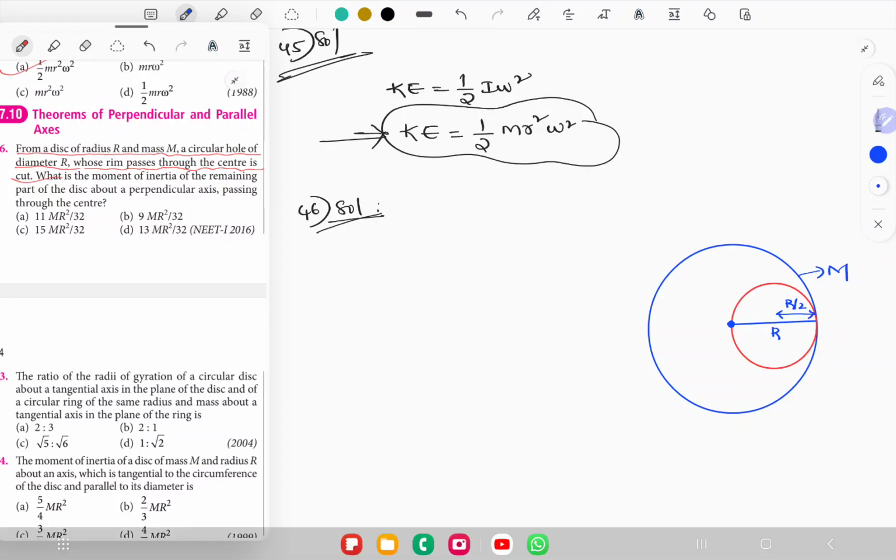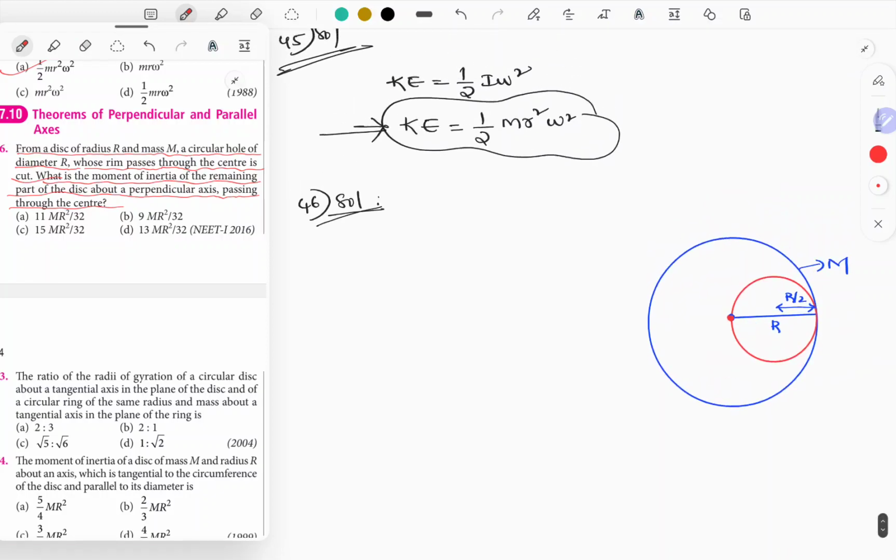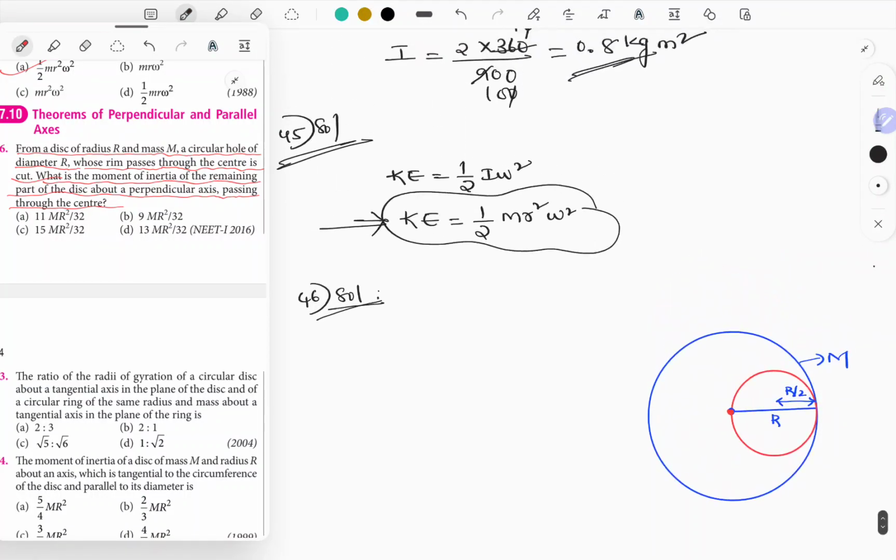Next, what is the question they are asking? What is the moment of inertia of the remaining part of the disk about a perpendicular axis passing through its center? Now they are asking the moment of inertia of this disk, the removed part. This is the removed part. The axis is passing through the center of mass and perpendicular to the plane. We know the meaning of an axis passing through the center of mass and perpendicular to the plane.